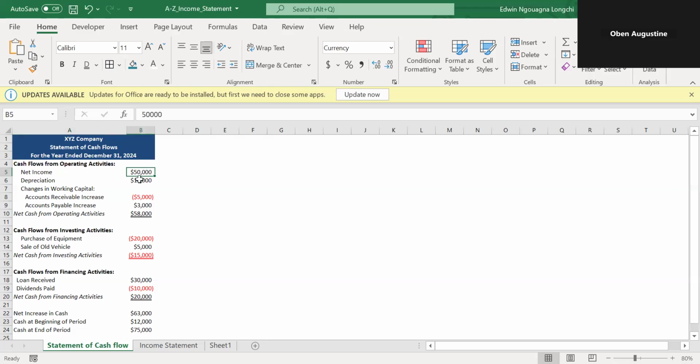Now, depreciation here is positive, although in the income statement it is going to be negative. Because when equipment is depreciating, it means that the value is going down. Of course, the value is going down. For example, if you buy a laptop today for 100,000, by next year it is no longer worth 100,000, right? Maybe it is worth 70,000, which means depreciation of that laptop is 30,000, which is supposed to be negative.